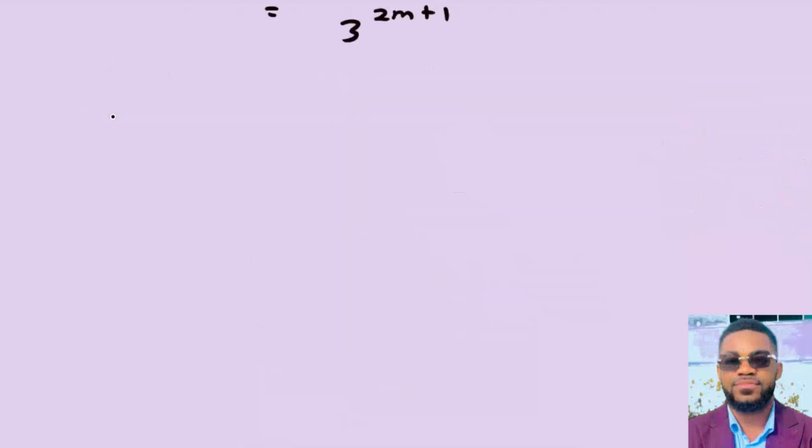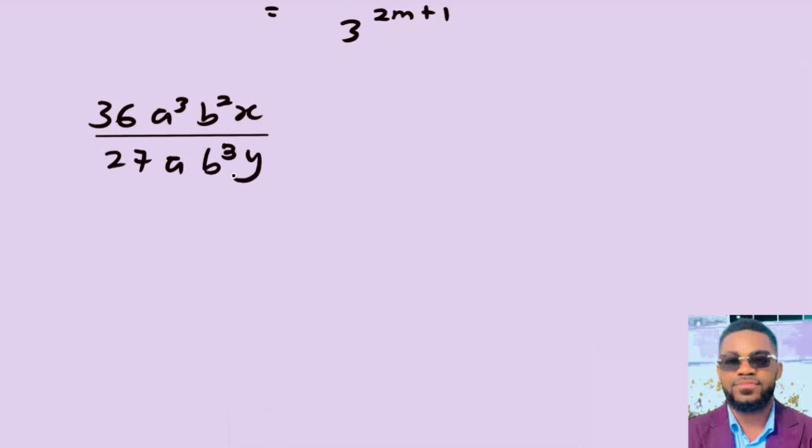Let's take another question. We have 36 a cubed times b squared times x, over 27 a b cubed y, and we have to simplify this stuff. Let's go about this one. So you have 36, 27. How do we simplify 36 and 27? I mean, 9 can go into these numbers. So 9 goes into 36 4 times. It goes into 27 3 times.